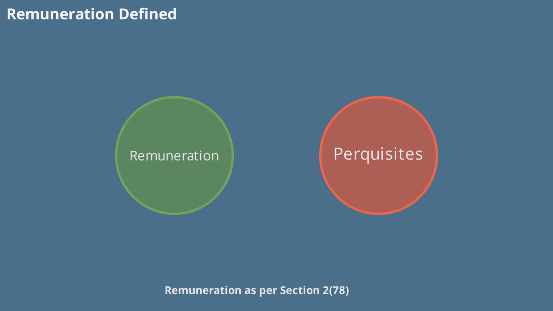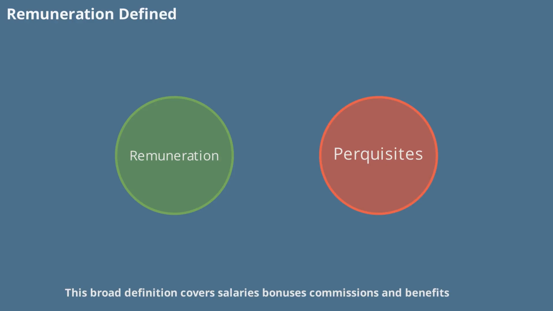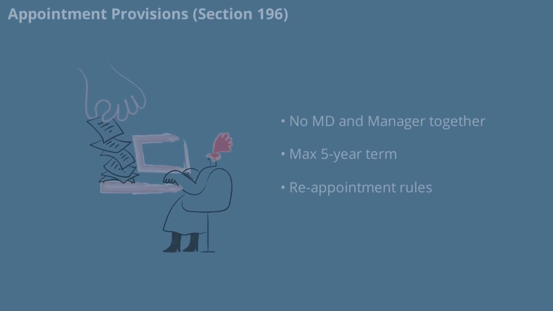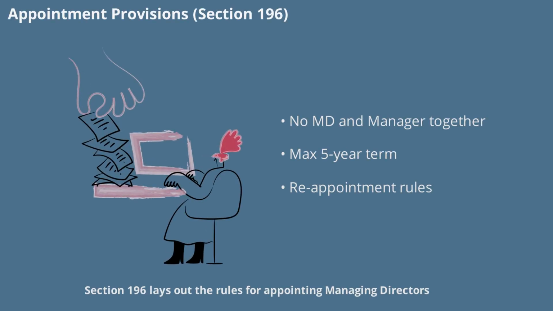Remuneration, as per Section 2(78), includes any money or its equivalent given to a person for services rendered, along with perquisites defined under the Income Tax Act. This broad definition covers salaries, bonuses, commissions, and benefits, ensuring that all forms of compensation are regulated under the Companies Act. Section 196 lays out the rules for appointing managing directors, whole-time directors, and managers.